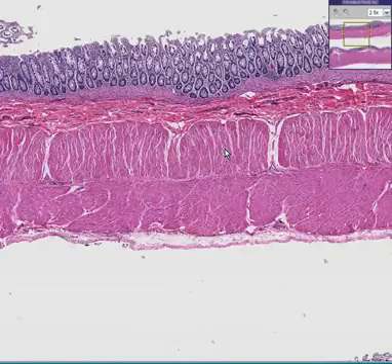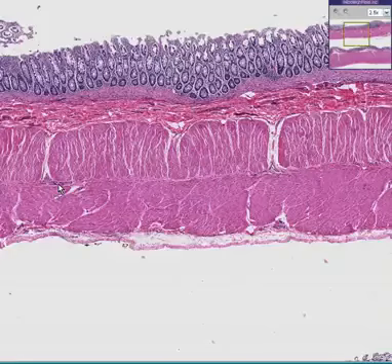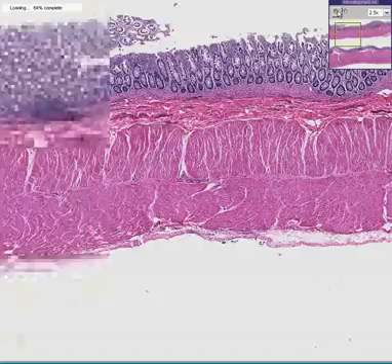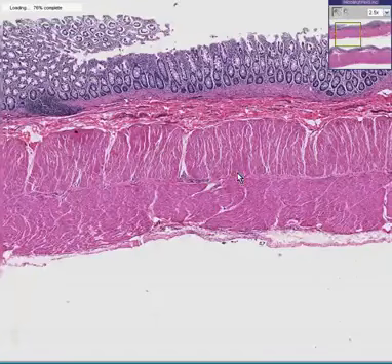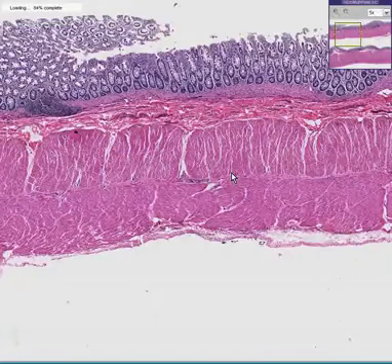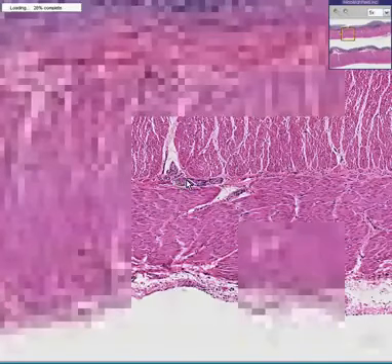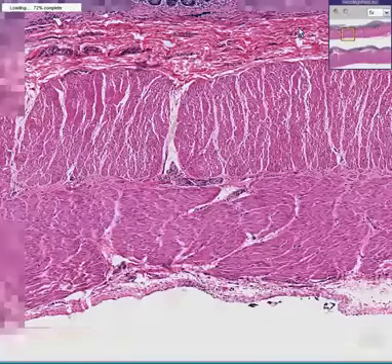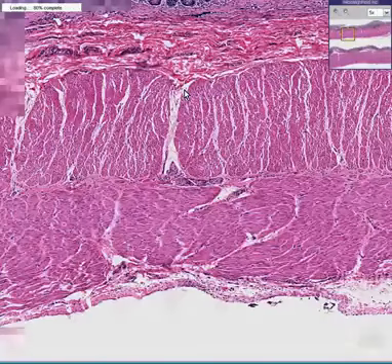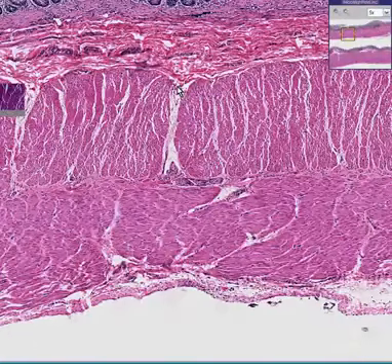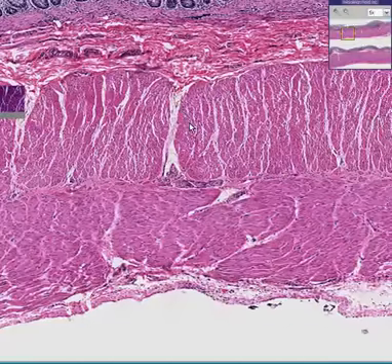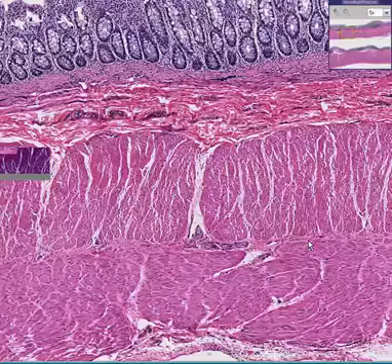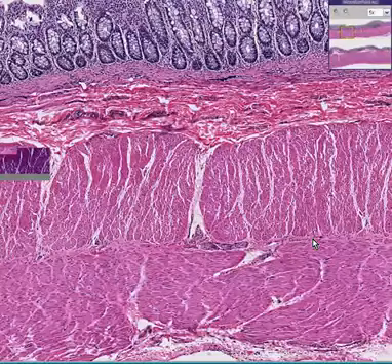Now, if you look here, you could probably see something that might look like nerves, and it probably will be. But notice there are no ganglion cells. There are only little nerve fibers there. So if you were really thorough, and besides looking for the four classical layers of the colon, you also looked every time for the submucosal and myenteric ganglion cells, then you would see that this one is absent.